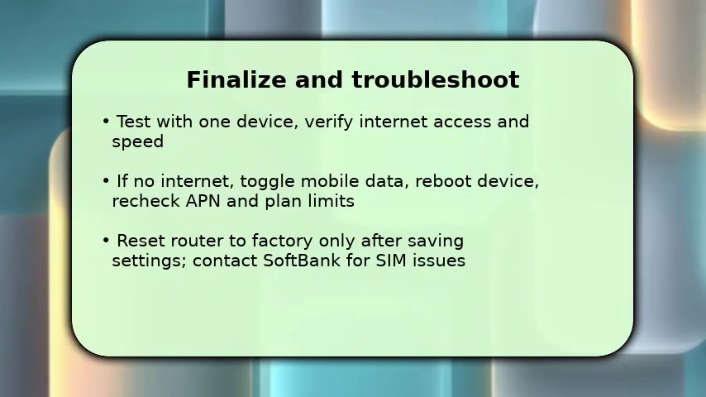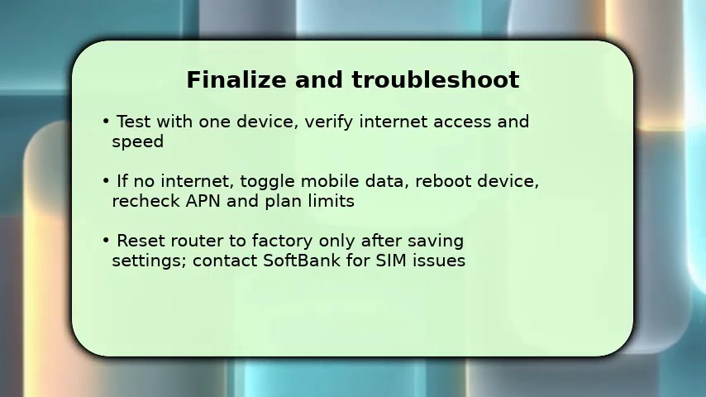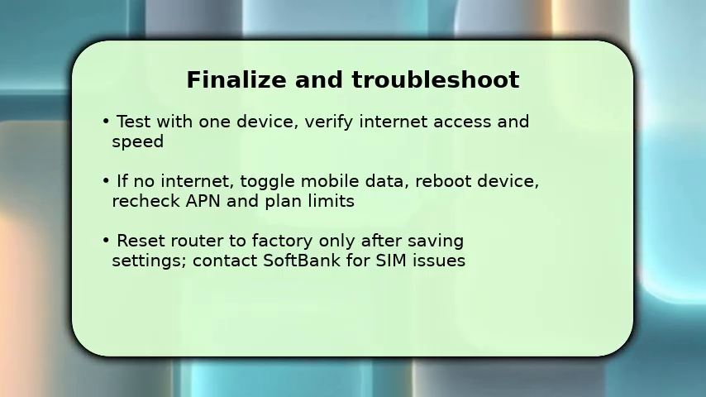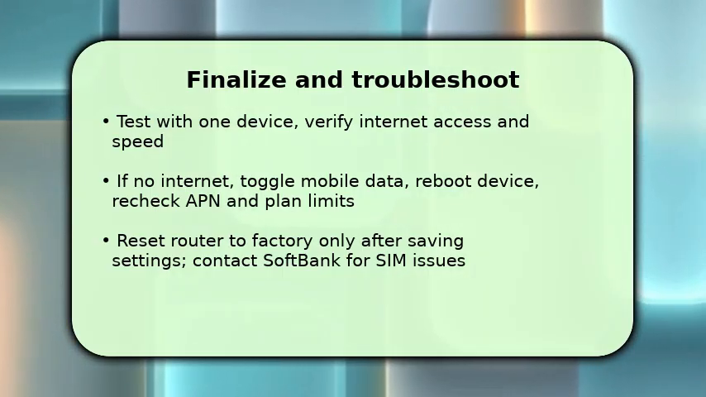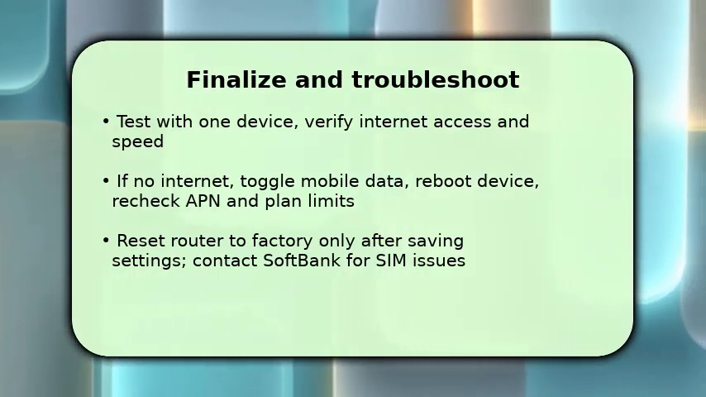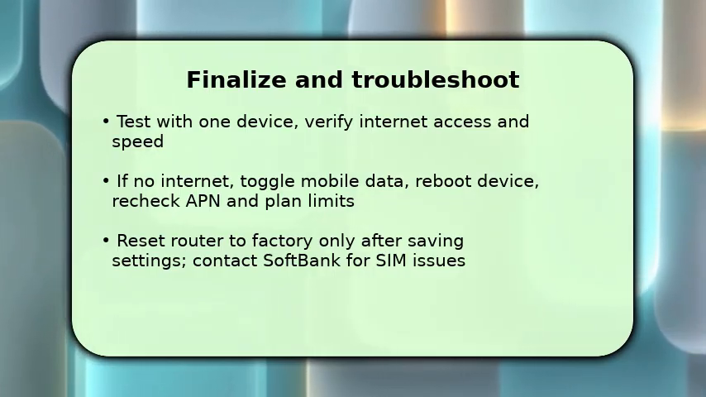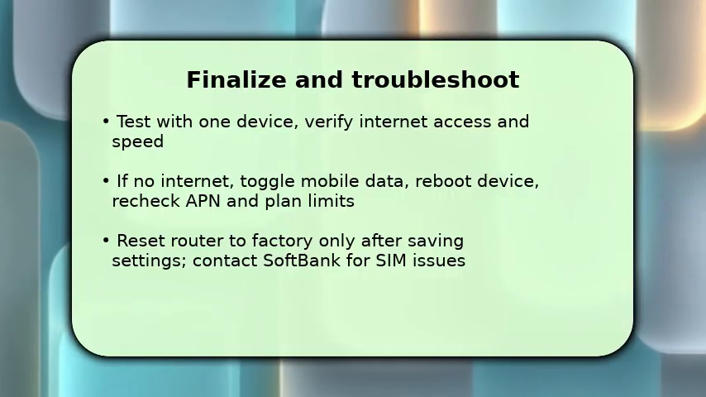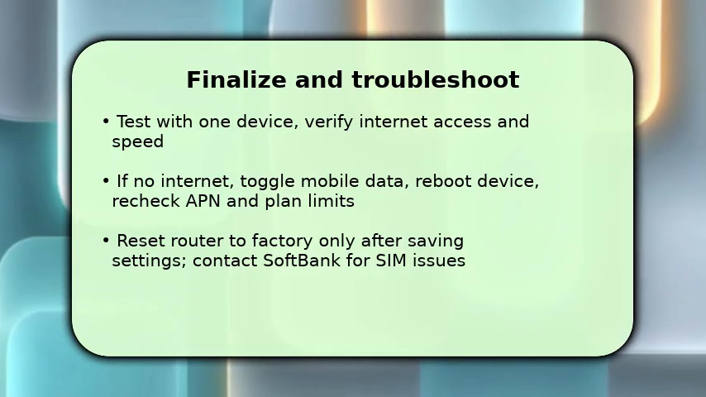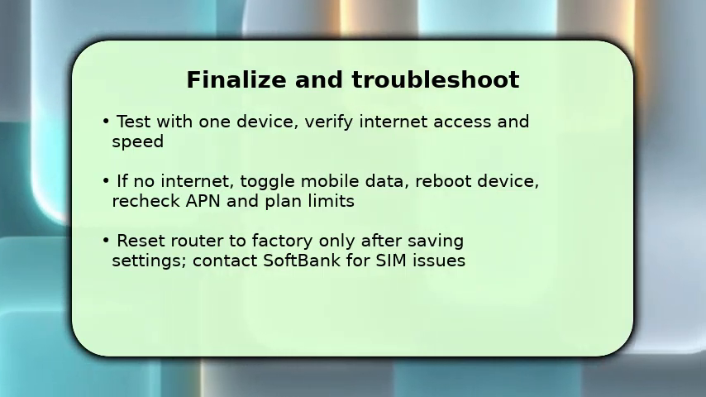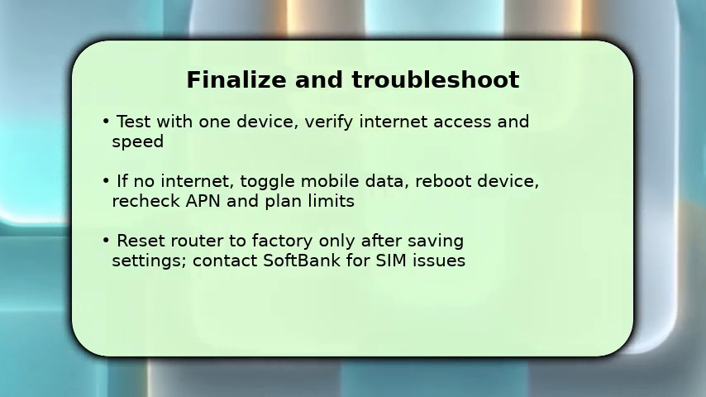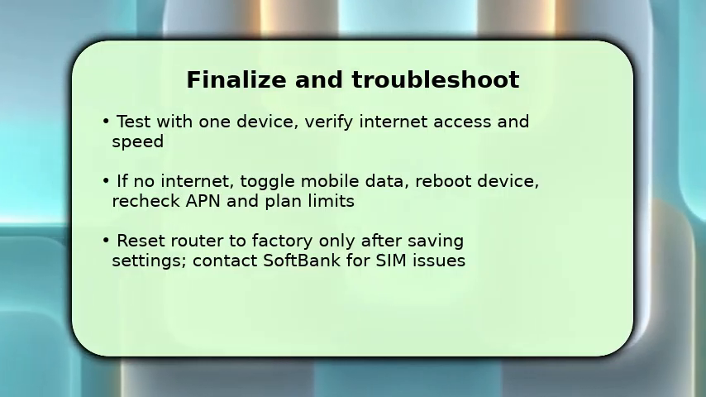You finish by testing the connection with a single device to confirm internet access and acceptable speed. If pages fail to load, toggle mobile data, reboot the hotspot or phone, and re-verify the APN details. Sometimes the plan restricts tethering, so check your allowance. If the SSID is visible but no data flows, remove and reinsert the SIM or test the SIM in another device. As a final step, back up custom settings before a factory reset and contact SoftBank support for persistent SIM or provisioning problems.